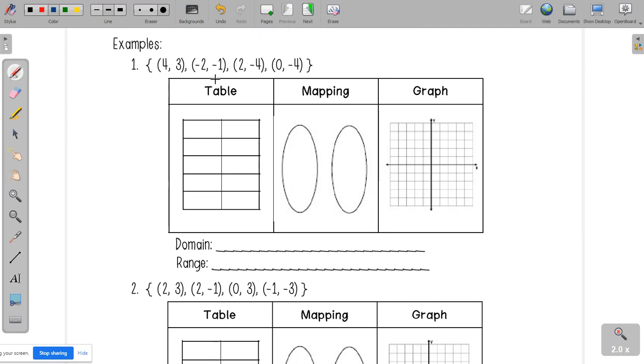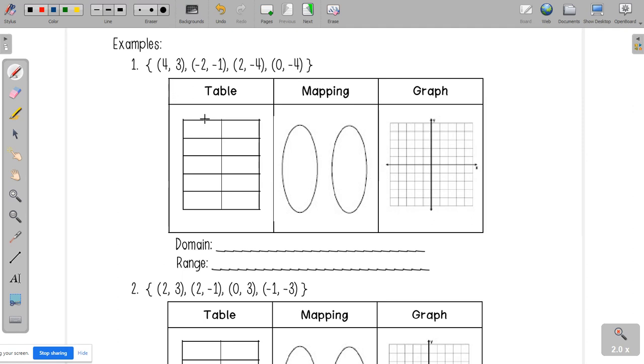We have the set of ordered pairs (4, 3), (-2, -1), (2, -4), (0, -4). So this whole thing together is a relation. We can represent a relation in 4 different ways: just listing the ordered pairs, by a table, by a mapping diagram, or by graphing. So we're going to practice doing the 3 ways here.